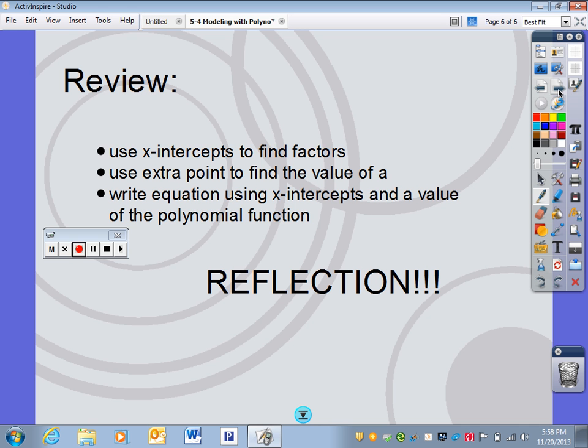So let's review. Please use the x-intercepts to find your factors, use the extra point to find the value of a, and then write your equation using x-intercepts and value of the polynomial function. Please remember to complete the reflection.